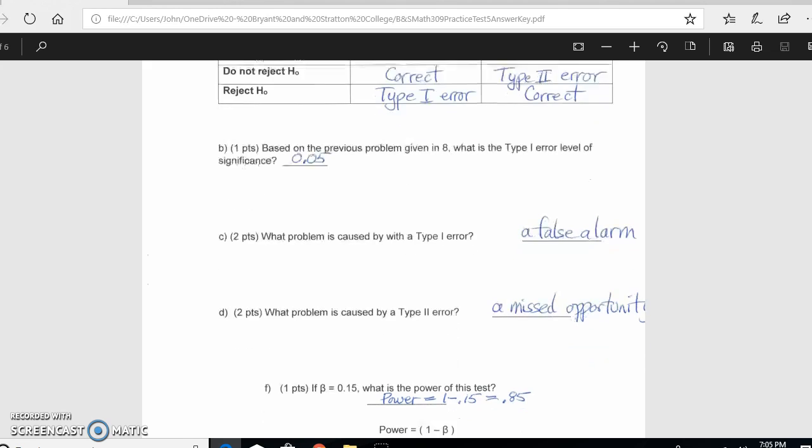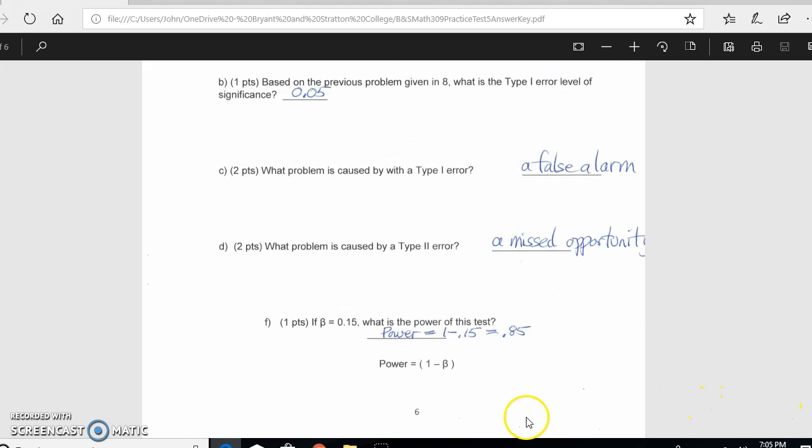And then the last question is, if beta is equal to 0.15, what is the power of this test, or the strength? How accurate is the test? And the power formula is 1 minus beta. All you have to do is plug the beta in, 1 minus 0.15, and you get 0.85.